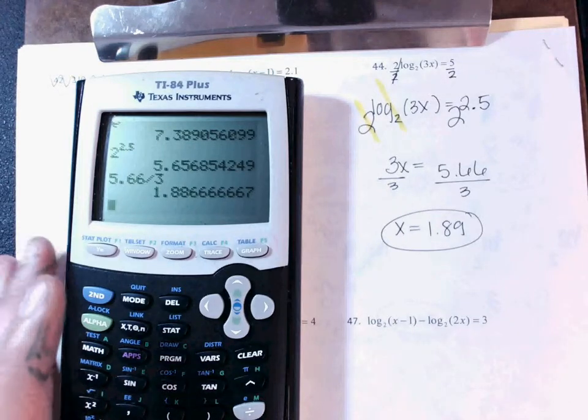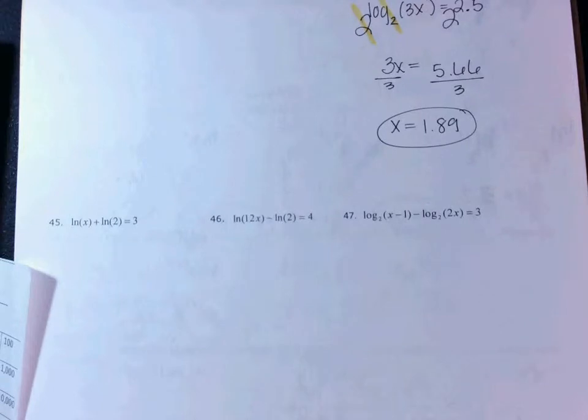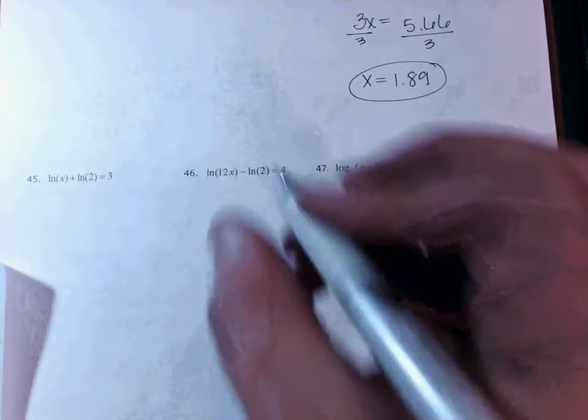Okay. Alright, let's drop down and do 2 off that bottom row, and then you'll have the rest of class to work. Look at number 46. Okay, I see a minus in the middle. How do I set it up? Divide.